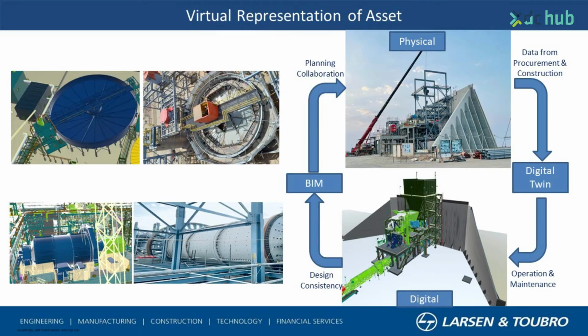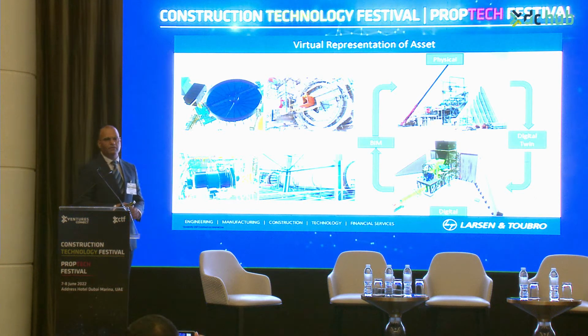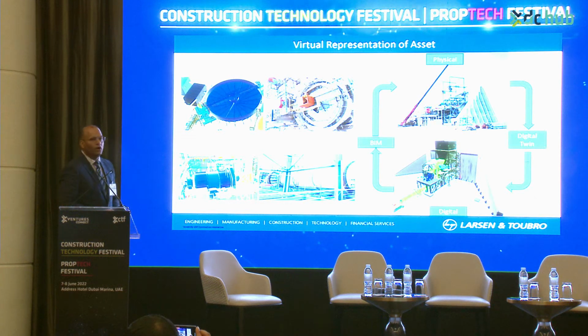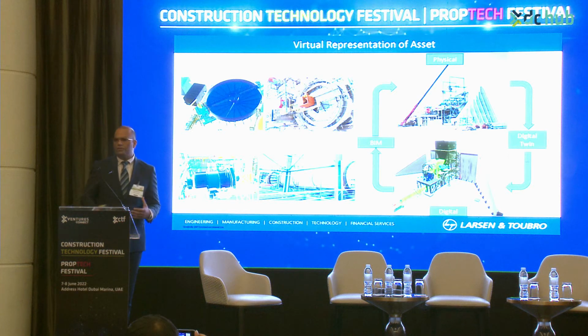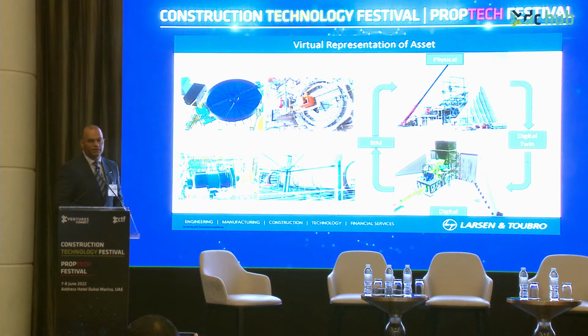So this is the virtual representation. So here we see the real-time progress. How it works is basically we have the 3D model first. We have the BIM integrated with the P6. The construction team actually delivers the asset physically on site. All the construction information, the material information from various sub-suppliers as well as from our construction team, is then integrated back into the 3D model, and that's when we create a digital twin.